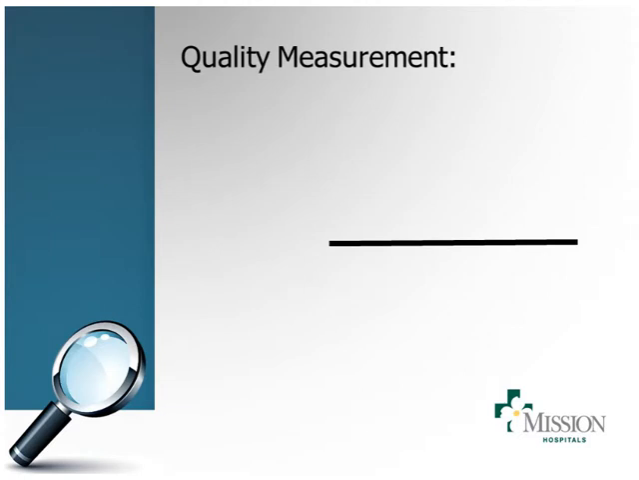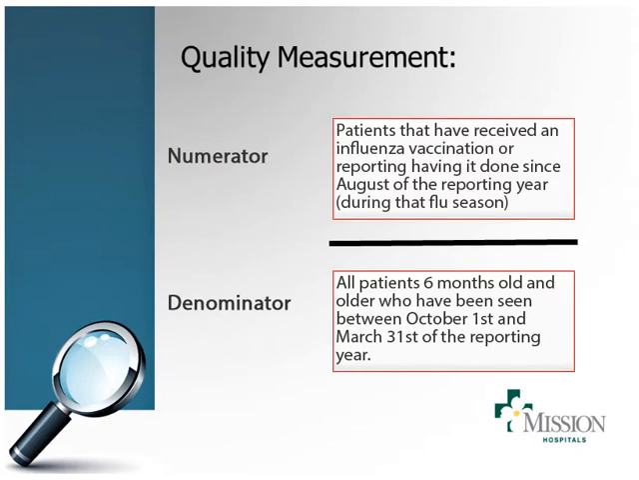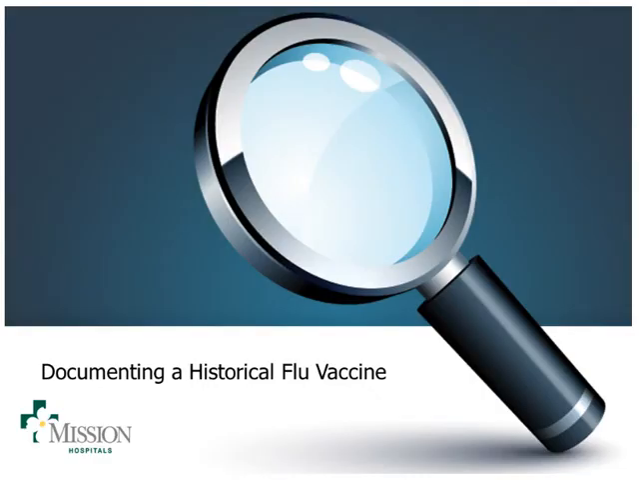This quality measure is met based on the following ratio: a denominator that equals all patients 6 months old and older who have been seen between October 1st and March 31st of the reporting year, where the numerator equals patients that have received an influenza vaccination or reported having it done since August of the reporting year during that flu season. Vaccination quality measures can also be met when you document a patient's vaccine history.